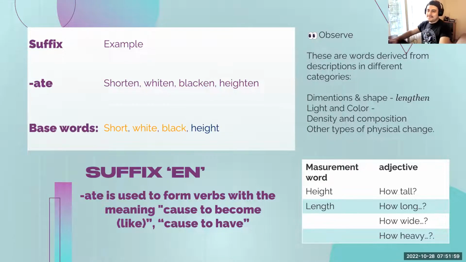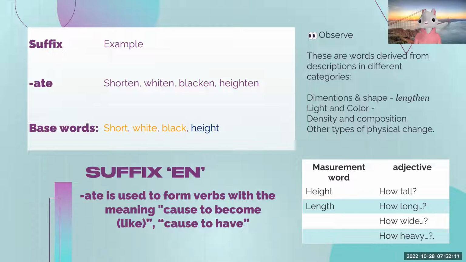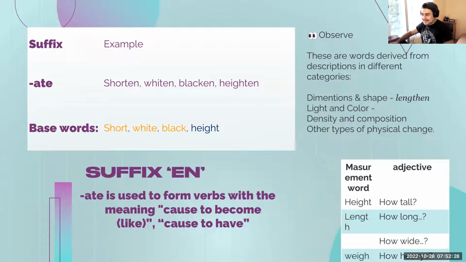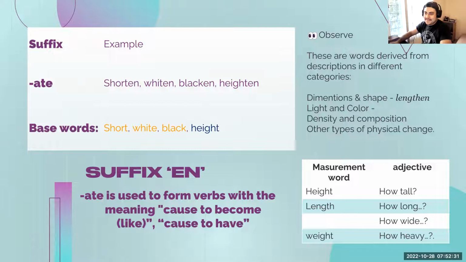Who remembers? Okay, this is a challenge. You are confusing heavy. How big? No, that's a different question. Measurement word. When you're talking about how heavy, it is weight. When you talk about how wide something is, width.